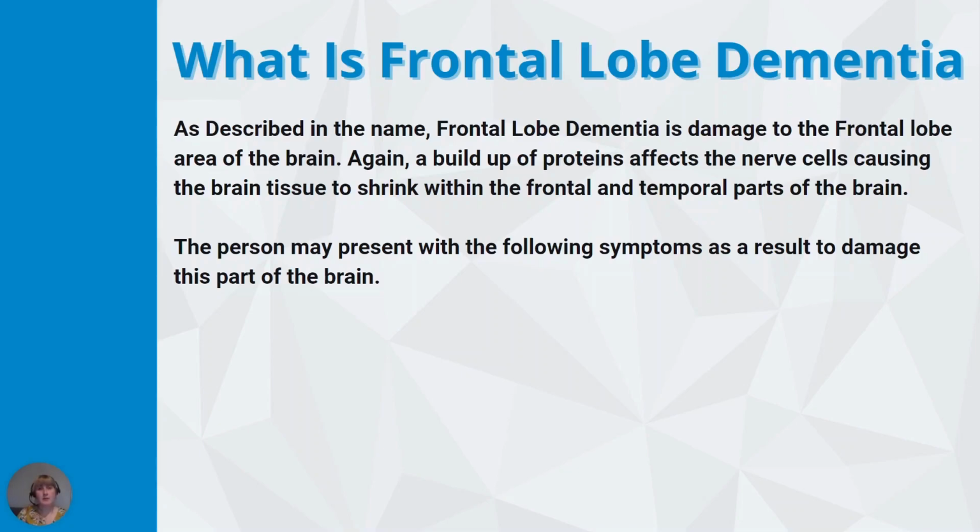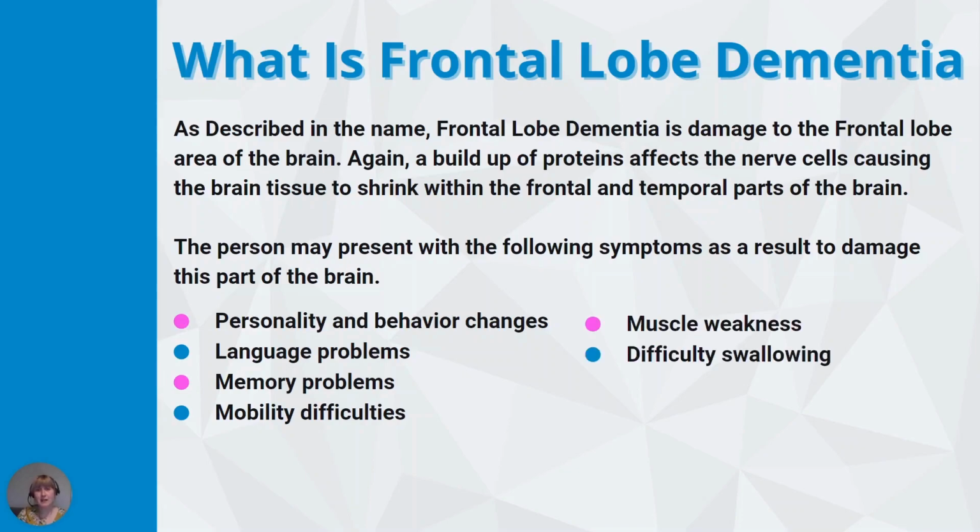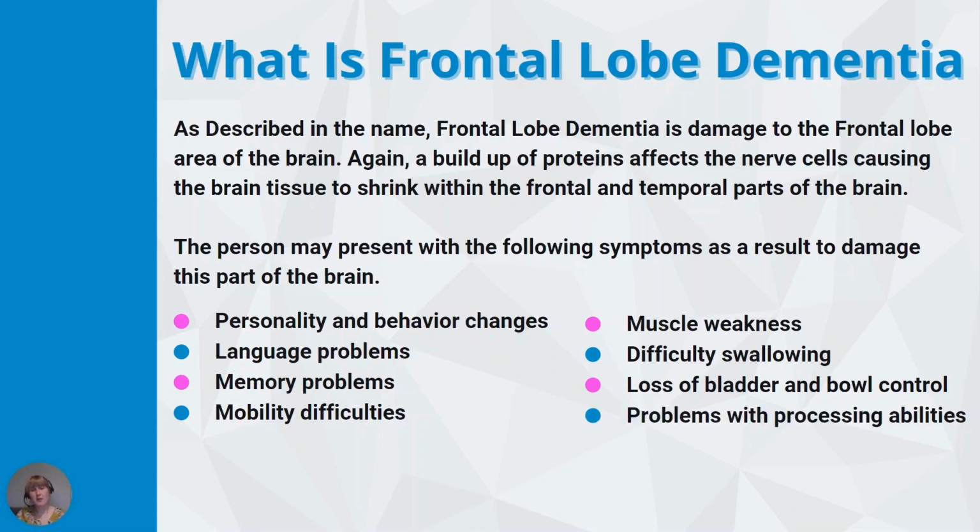A person with frontal lobe dementia tends to have a change in their personality and their behaviour. They can have issues with language. They could have memory problems. They quite often have mobility difficulties. They can have muscle weakness, difficulty swallowing, and they can also have loss of bladder or bowel control. They can also have problems with processing abilities as well. Again, most of these signs and symptoms are consistent with the part of the brain that the dementia is affecting.